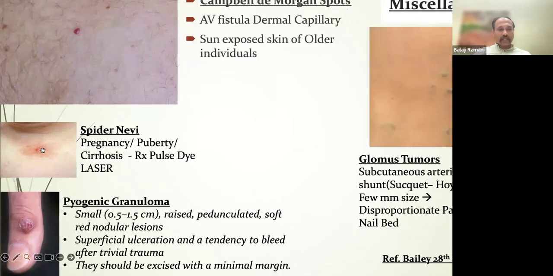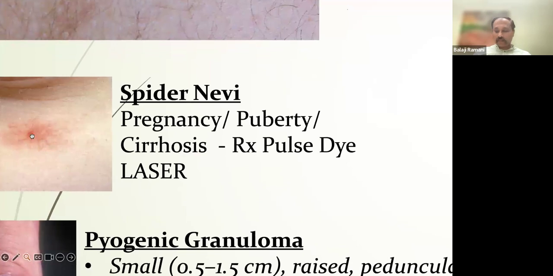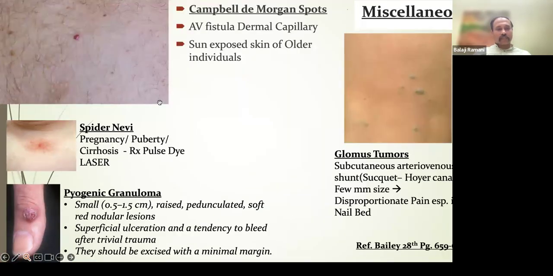And this, of course, is the classical spider angioma or spider nevus. You can see that there is a central arteriole and the branches, which is classically associated with cirrhosis, but can be found in pregnancy as well. And these are some common questions that can come just like that.